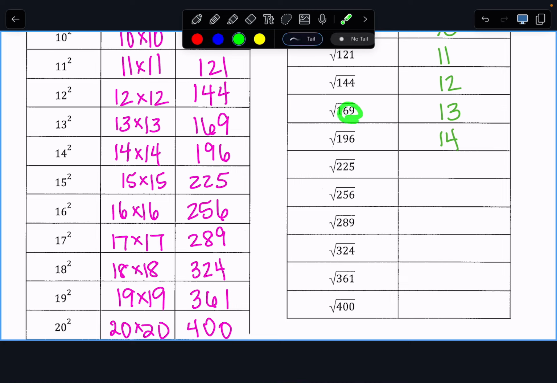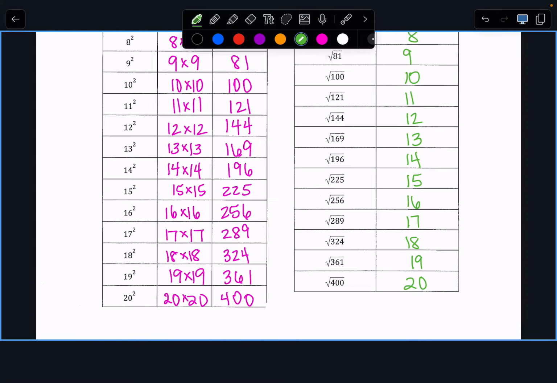Again, I'm going to point out that the digits 9 and 6 trade places from 13 to 14 squared. The square root of 225 is 15. The square root of 256 is 16. The square root of 289 is 17. Square root of 324 is 18. Square root of 361 is 19. And the square root of 400 is 20.